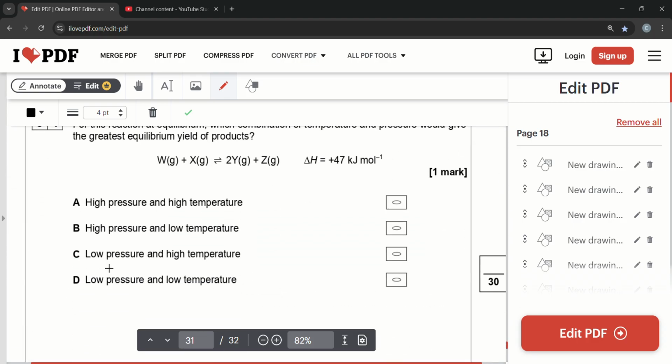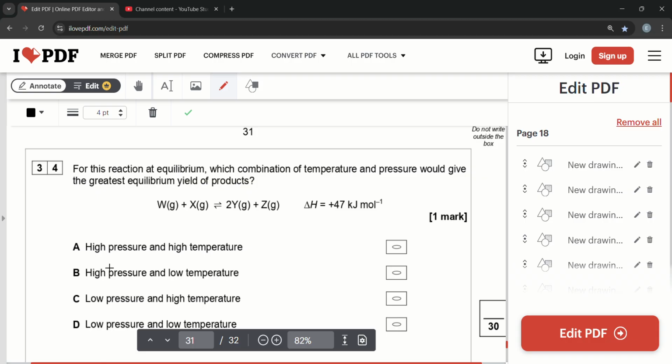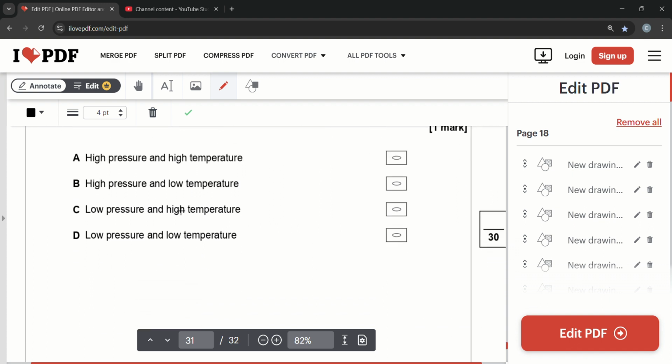34. For a reaction at equilibrium, which combination of temperature and pressure gives the greatest equilibrium yield of products? Well, the forward reaction is endothermic. So if we want the greatest equilibrium yield of products and we increase the temperature, it's going to shift to the right, to the endothermic side. So we want a high temperature, so it can't be B, it can't be D.